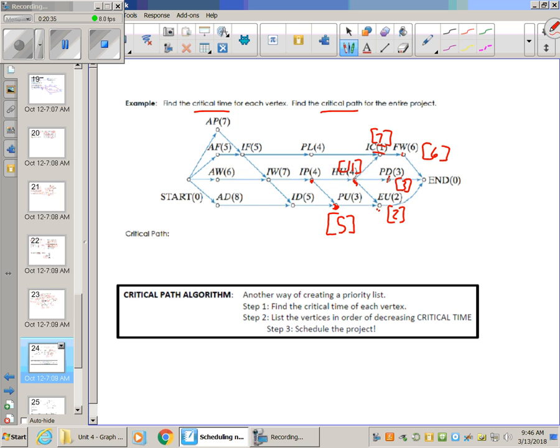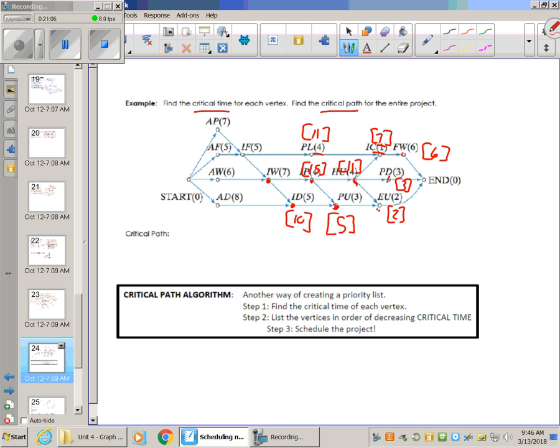Alright, but again, IP is pointing to two things. Okay, so using the backflow, the biggest one that it's pointing to is 11. I'm going to do 4 and 11, which makes 15. Okay, looking at PL, it's pointing to one thing, so that's going to be 4 and 7, which is 11. Okay, looking at ID, 5 plus the 5 here gives you 10.